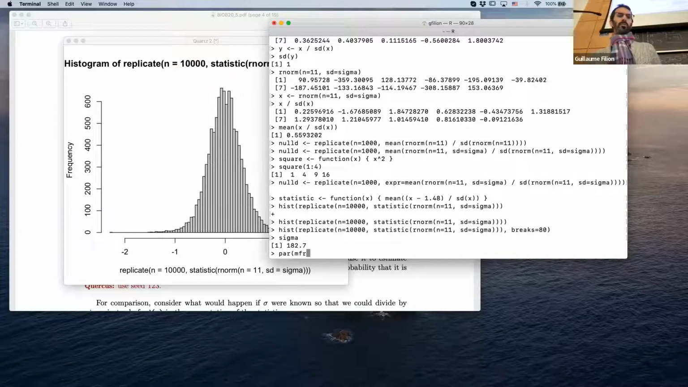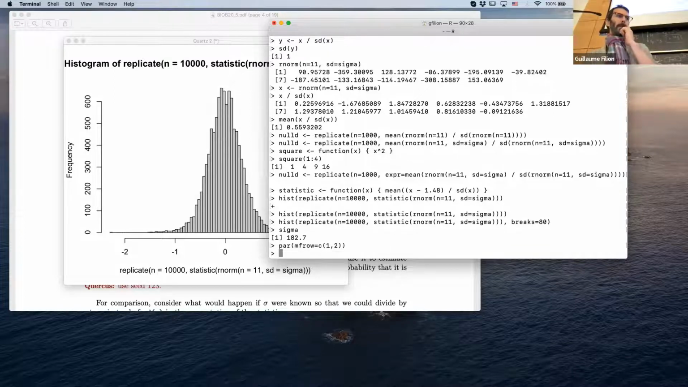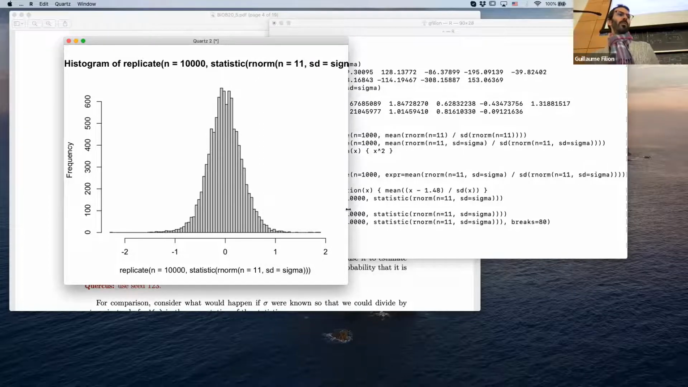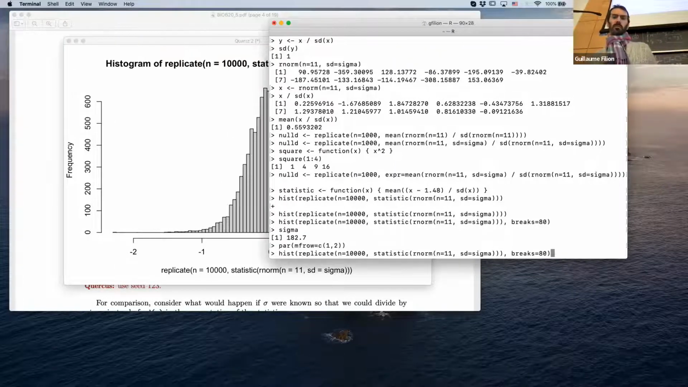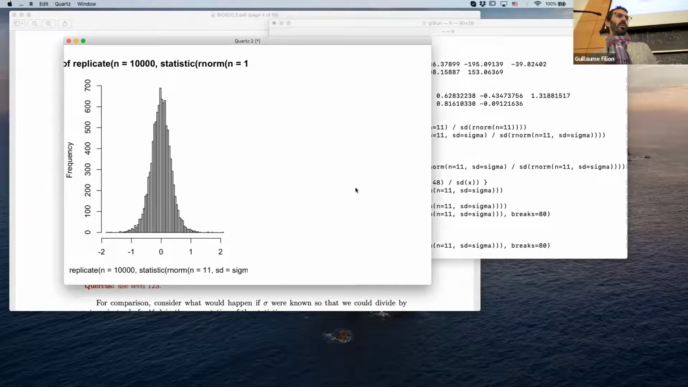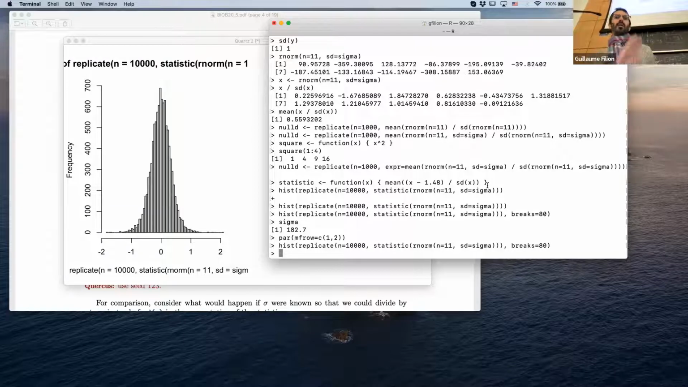If you do par mfrow equals c(1, 2), you will draw 2 panels per window, 2 plots per window when you plot. The first time here, it's going to take only half of your space, and when you do hist again, it's going to plot it just next to it. So it's just a trick here. par is for graphical parameters. mfrow, I'm not sure what it stands for, but it's just the layout of the picture that you're making. And 1, 2 says I'm going to have 1 row and 2 columns. So this is kind of a matrix representation.